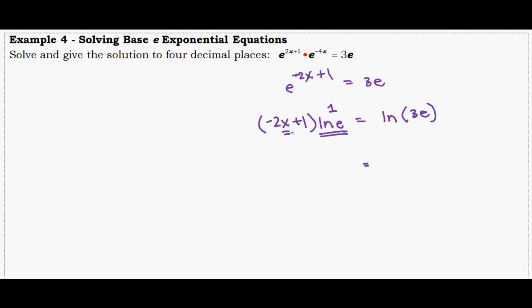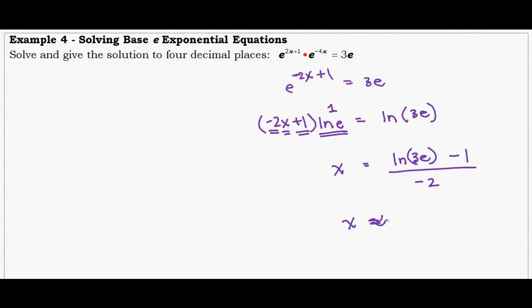And then to get to this x by itself, what two things do I do? How do I get rid of this 1? Subtract 1. And how do I get rid of this negative 2? Divide by negative 2, because it's attached to the x by multiplication. And now it's in calculator-ready form.